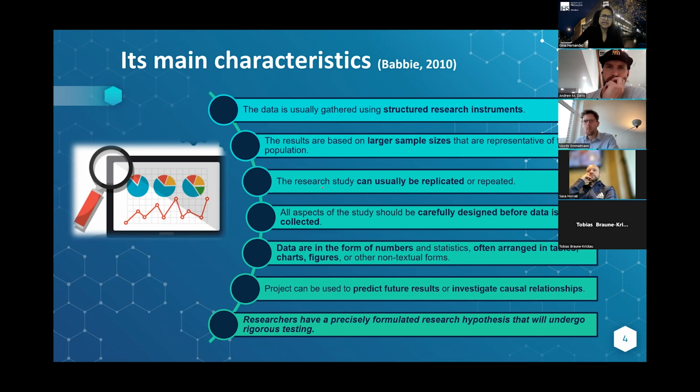Also, the research study can usually be replicated or repeated because of the systematicity that I was telling you before. And all aspects of the study should be carefully designed before data is collected. And this is very important in quantitative research. I will ask you to always, every time that you are reading a paper in psychology, before they start with the method section, just before, the paragraph should be about the hypothesis. They should tell you what hypotheses they are testing.